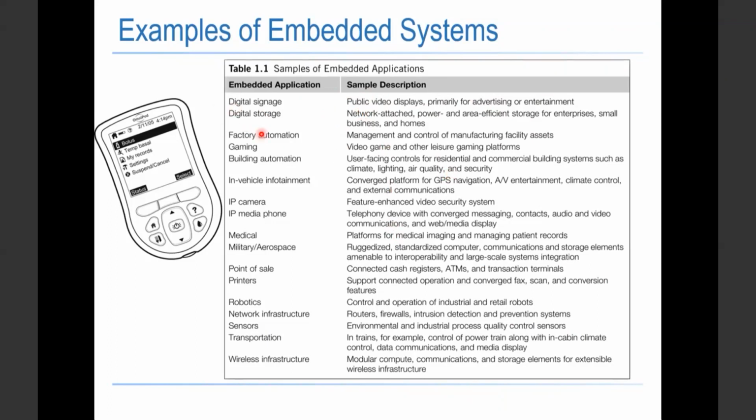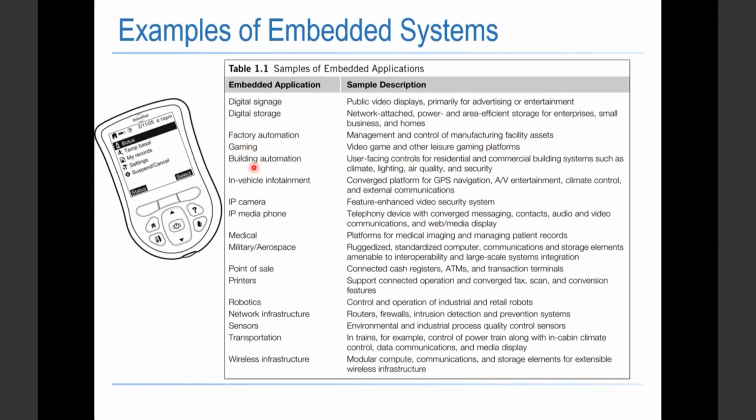And then we have digital storage. This is an application for digital storage, such as network attached, power and area efficient storage for enterprise, small business, and homes. Then we have factory automation, which is the management and control of manufacturing facility assets. This will be done by robotics systems. And then gaming. For gaming, you have your consoles and video games. That is another embedded system.